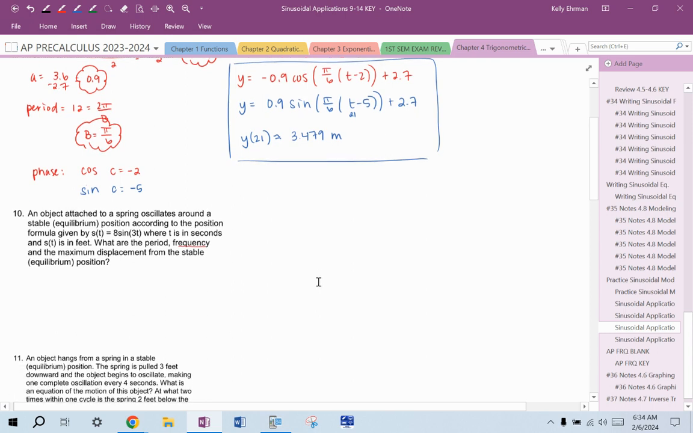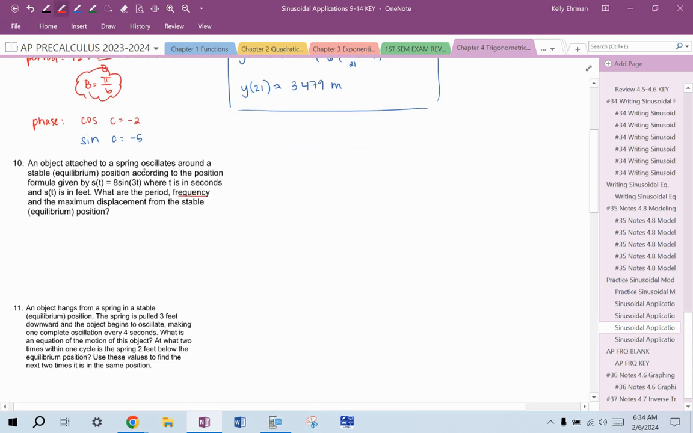For number 10, an object attached to a spring oscillates around a stable equilibrium position according to the position formula given by this. So they gave us the sine function for this one, where t is in seconds and s of t is in feet. What are the period, frequency, and maximum displacement from the stable equilibrium position? So this one's great. We don't really have to do any graphing or working backwards. This is going back to like our beginning days where we just had to figure these things out based on the formulas. So what is the period of that function?